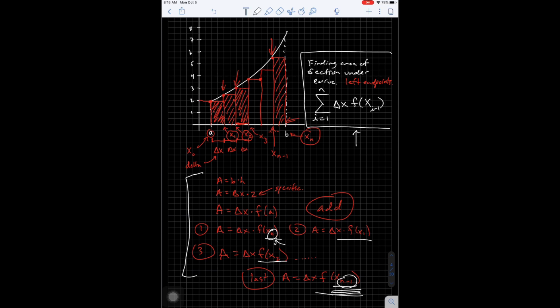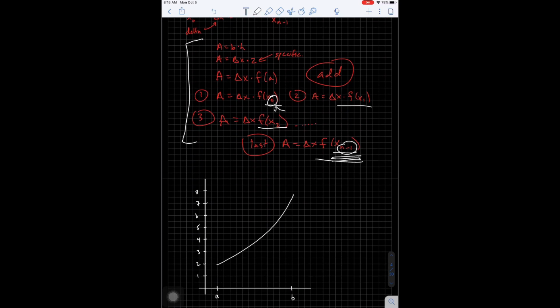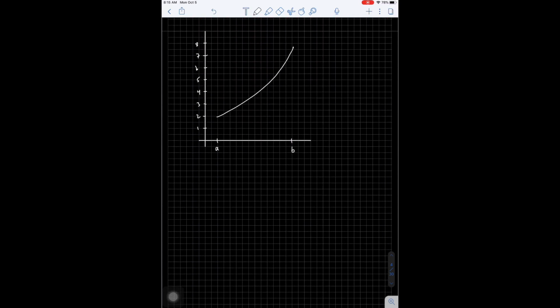Now let's look at a different situation. Same curve, but now instead of using those left endpoints, I want to use the right endpoints. So I'm going to draw a rectangle, same width, but instead of making the left endpoint hit the graph, I'm making the right endpoint of this rectangle hit the graph.